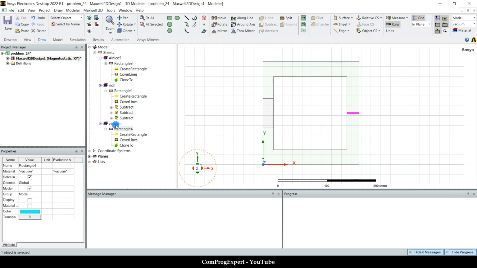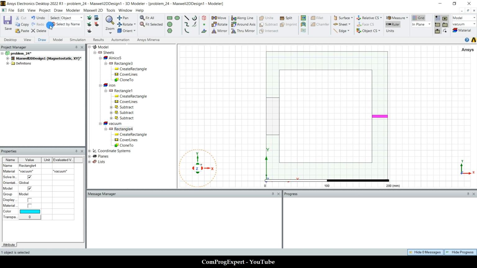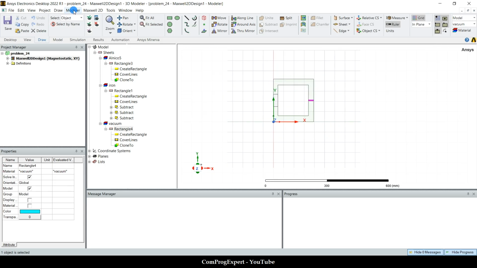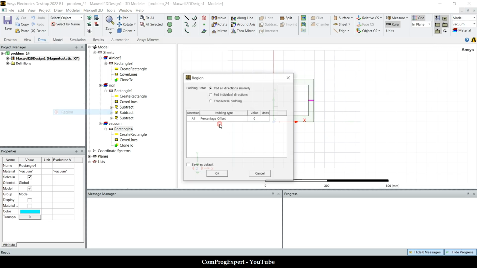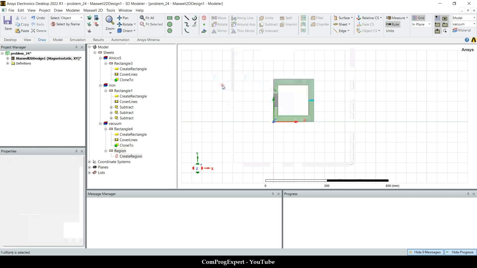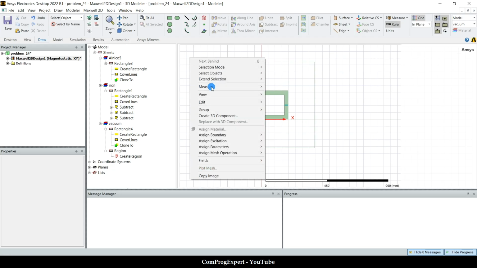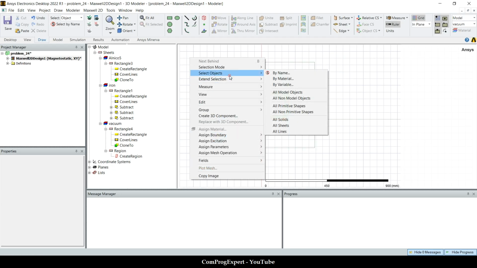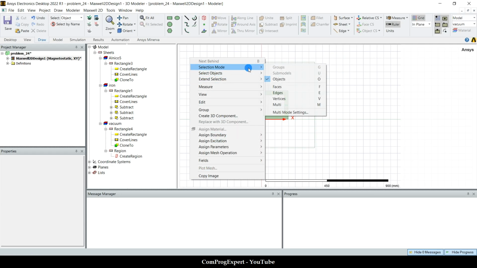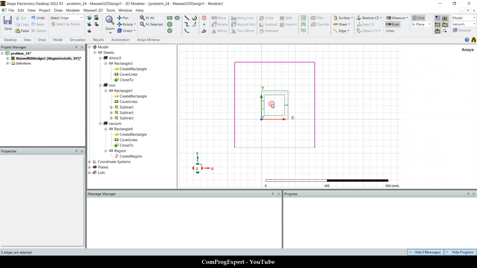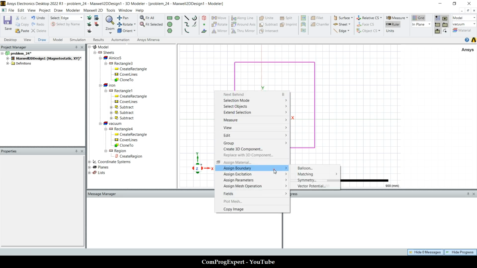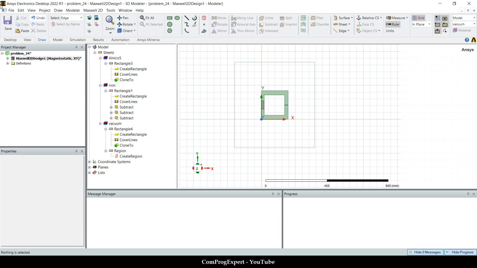I want to define two air materials, so I will explain later. So let's save the model and draw the region. Offset, let's consider 100% offset. This A region, we can select edges and apply boundary condition, okay, on this edge.